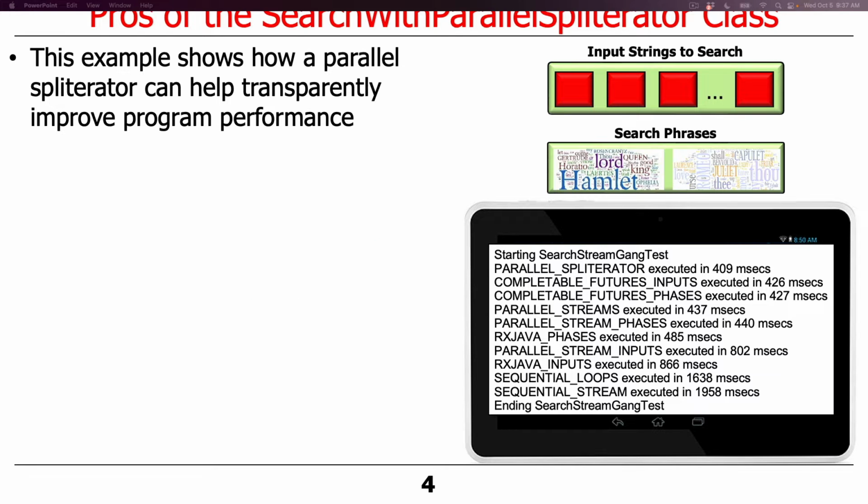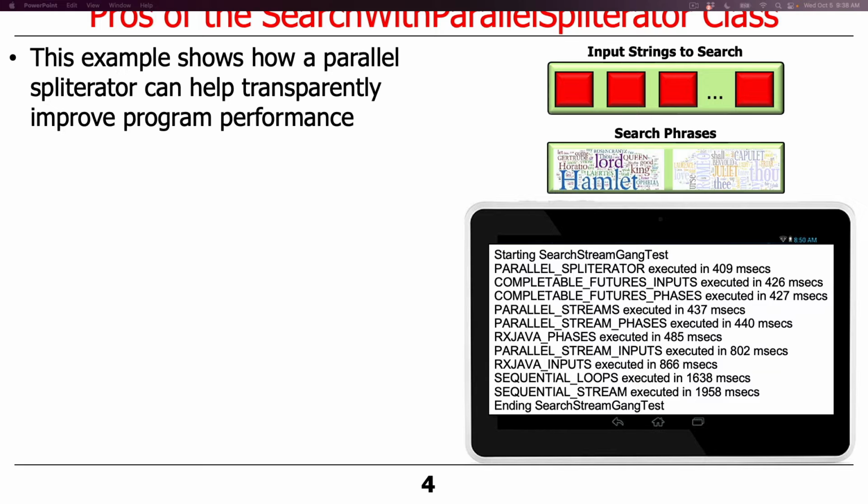One of the nice things about this example is it shows how you can write a parallel spliterator that will transparently improve program performance. Transparently, I should put in quotes, because we had to do the implementation to make it do this. But the nice part is once we've done an implementation, we get this nice speedup.